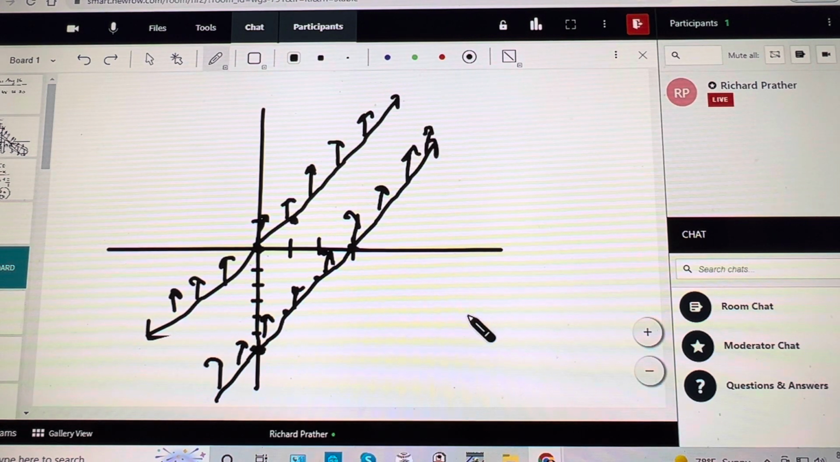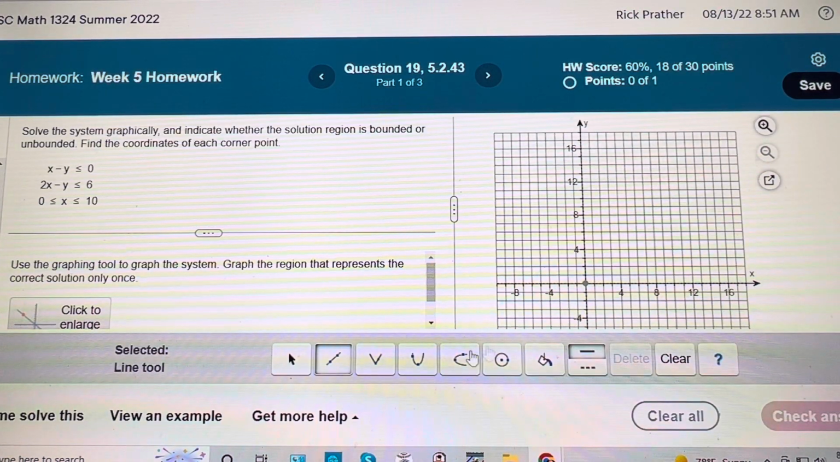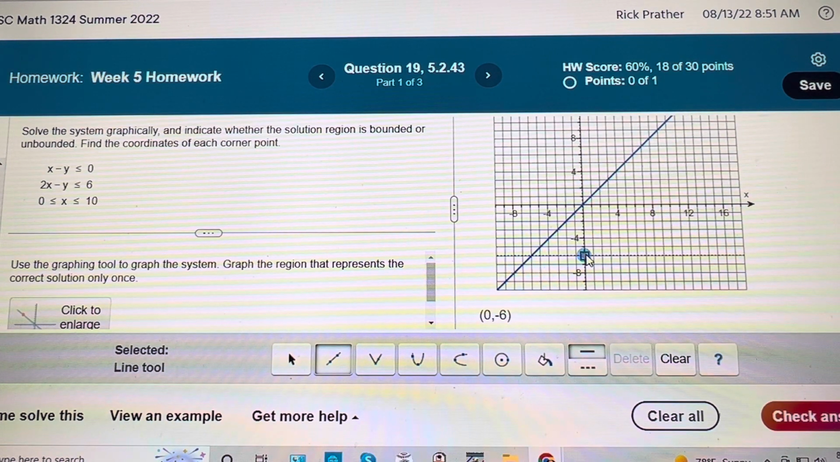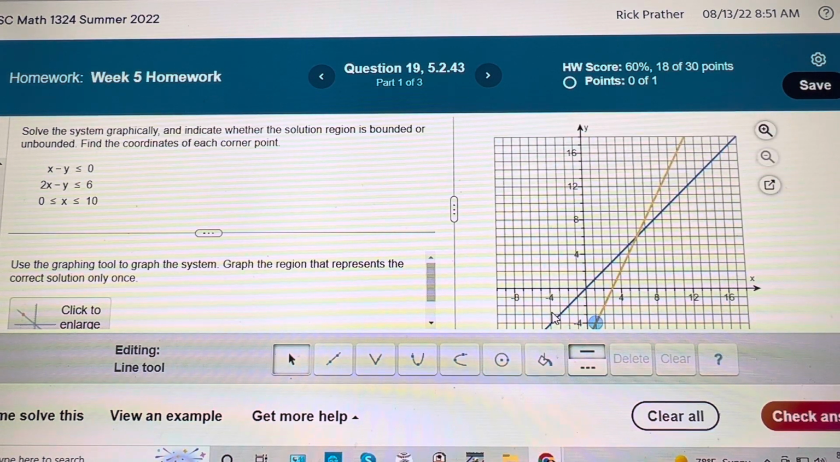So here's where the computer graph helps more. Let me put these on the computer graph. The first one had a y-intercept of 0 and a slope of 1, up 1 over 1. The second one had a y-intercept of -6, up 2 over 1. See, they do cross eventually. And you're above the blue line, you're above the yellow line, so that's going to keep you all over here from just these two. But then we also have this, that x has to be between 0 and 10.